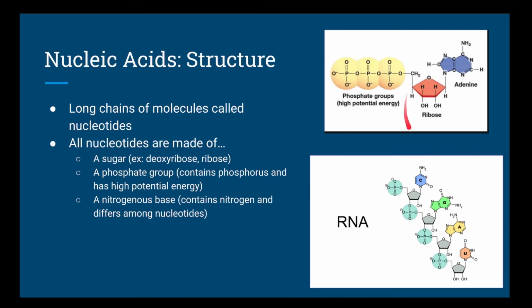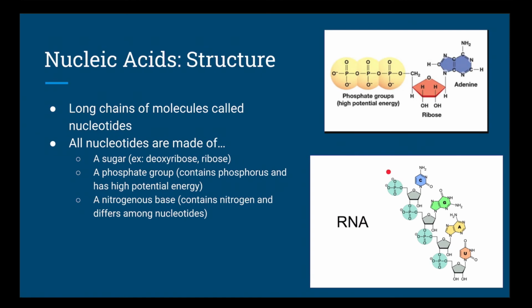Now let's look for our sugar. We have one sugar here, one here, one here, and one here. Notice how all of these are the same, yet we have differing nitrogenous bases. So remember how I said that the nitrogenous base can actually differ among nucleotides, but the sugar is going to stay the same. And finally, let's look for our phosphate group. So we have one here, one here, one here, and one here. And notice how they're all the same again.